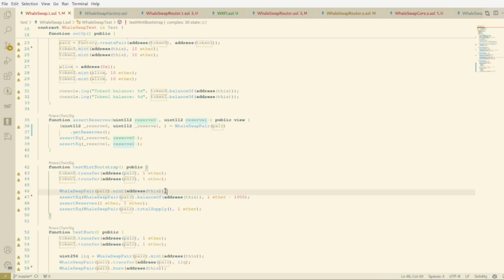So to test this function, first of all, we have transferred one ether worth of both tokens to the pair. So this creates a pool of a total of 2 ether, and both tokens have liquidity in equal amounts. This shows both have equal worth, like you could say USDC or USDT.